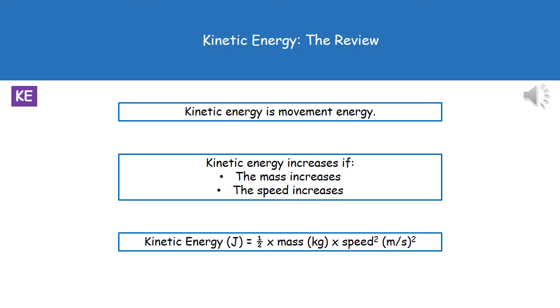So our kinetic energy, because it's energy measured in joules, equals half times the mass in kilograms times by the speed squared. So what we've got to make sure we do in this calculation then is to square our speed and then make sure that we've pushed the equals button on our calculator. It's far too easy these days to make mistakes when using our calculators.